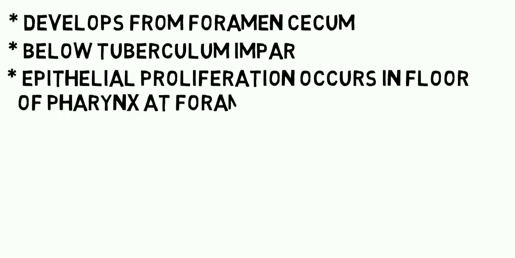It is basically formed by epithelial proliferation, which occurs in the floor of the pharynx at the foramen cecum. So the thyroid gland starts to form and it descends downwards in front of the pharynx to its normal location in the neck.